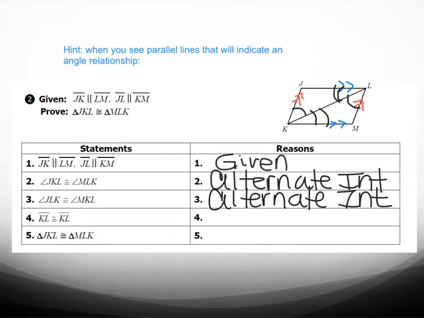When you see something is congruent to itself, why is that? Oh, it's a shared side. And the reason for that is the reflexive property. Anytime something is shared, we can say it's congruent to itself. It is the reflexive property.